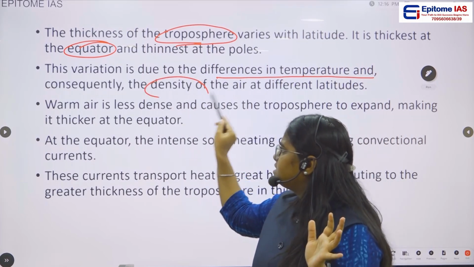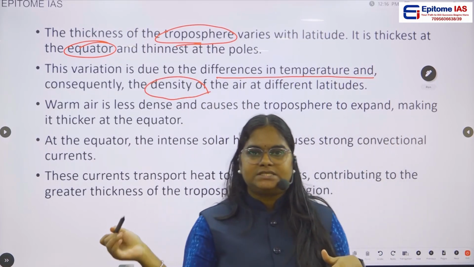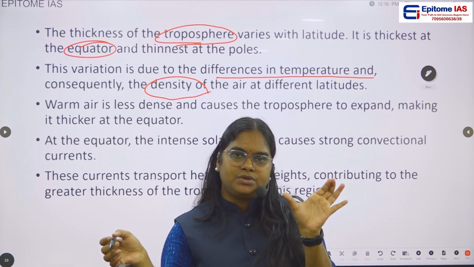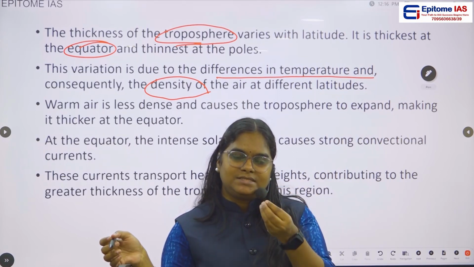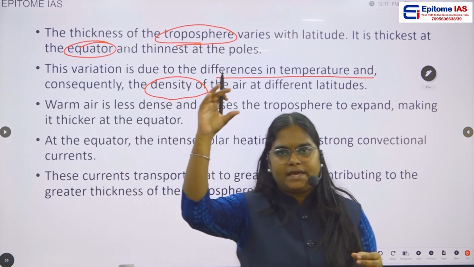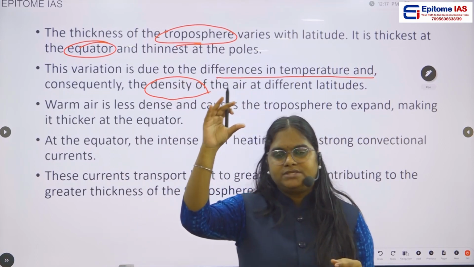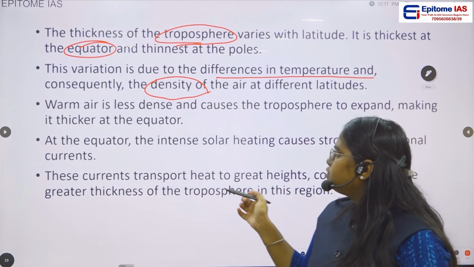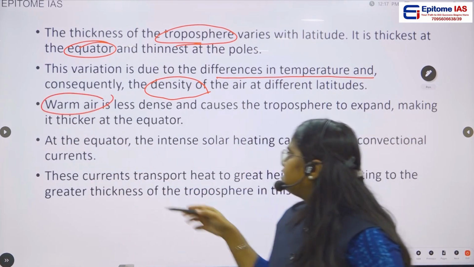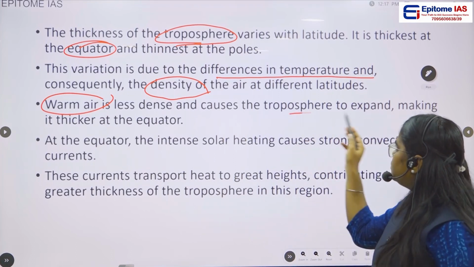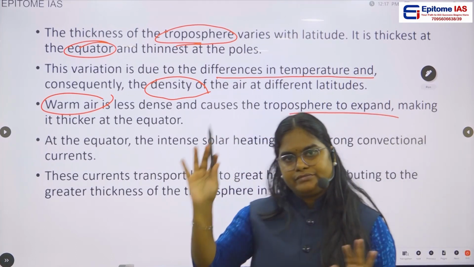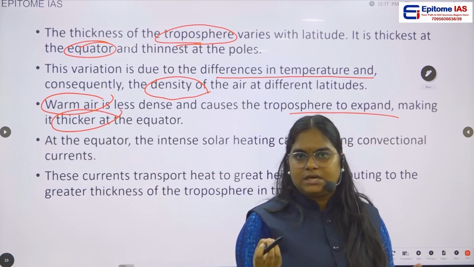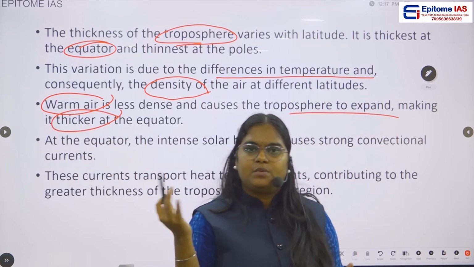And because of this, there is a difference in the density of the air. The warm air present in the equatorial region is less dense compared to the cold air present in the polar region, which is more dense compared to the equatorial air. So the warm air with less density causes the troposphere to expand, and that's why the troposphere is thicker at the equator.